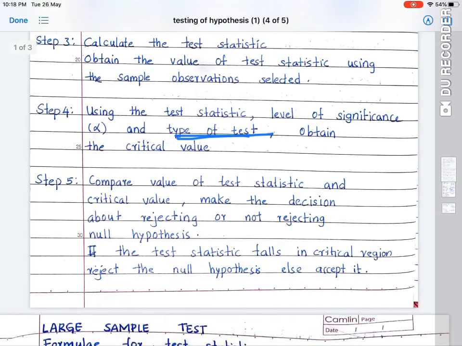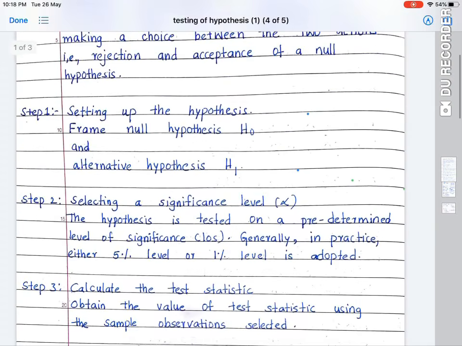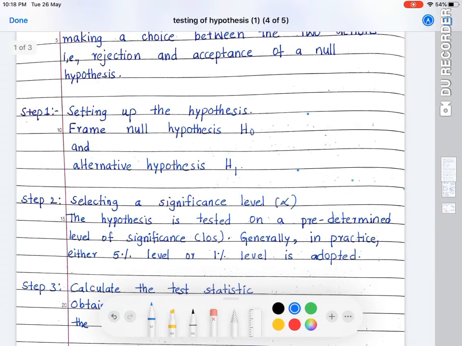So in the first step itself, when you define your null hypothesis and alternate hypothesis, you will also decide what kind of test you are going for. Is it two tail test or one tail test?